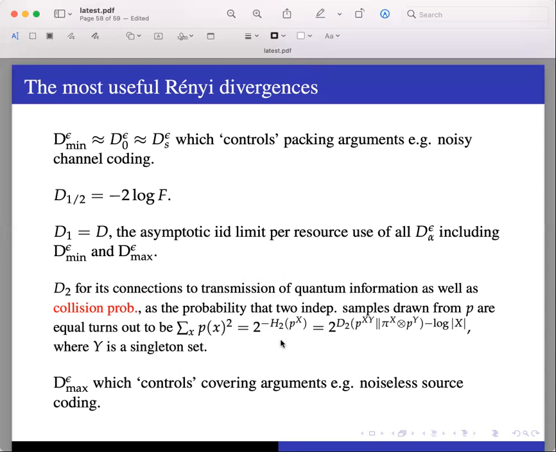So this is equal to 2 to the minus h2, which of course we can express as 2 to the d2 minus log mod x. Here y is a singleton set. Y is just introduced to define the conditional entropy. And finally, of course, d epsilon max is important because it controls the covering argument, for example, the noiseless source.